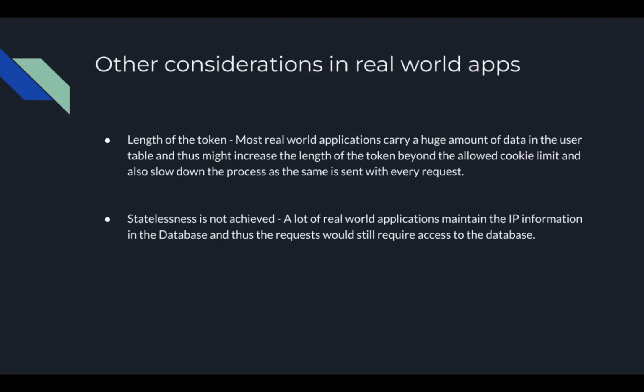So these kinds of information are also stored with the user in any real world application which has grown to a large level. So if we are growing that information, we're also increasing the size of the token, and there might be a case where it will reach the cookie limit, and then similarly it will slow down each and every request, because there's so much data which has to be verified.